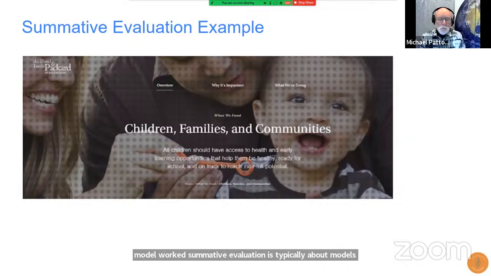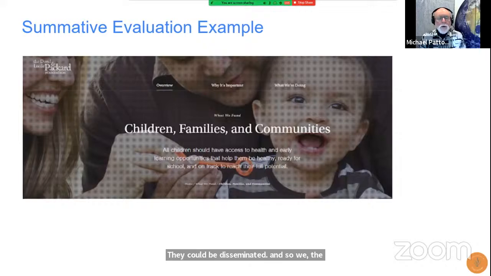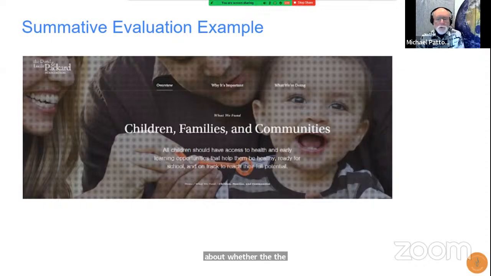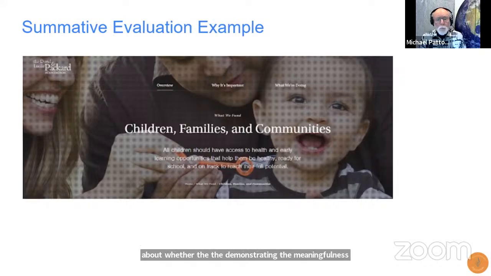So it's not just a particular program, but it tends to be that aspect of evaluation that is seeking for models that can be taken to scale, that can be disseminated. And so when the issue is about demonstrating the meaningfulness of the program for other settings, what that would mean, what the model is, that's where summative evaluation becomes particularly important.